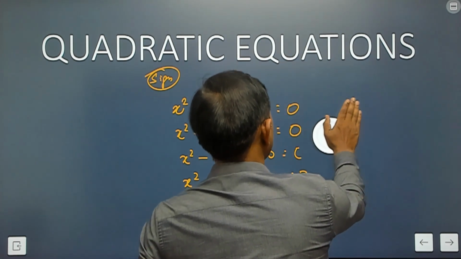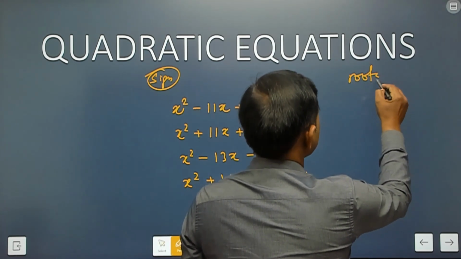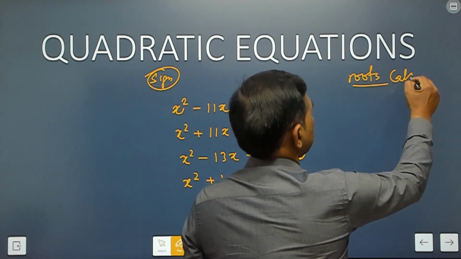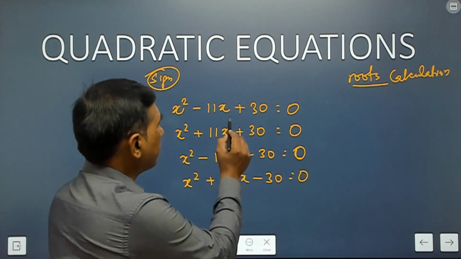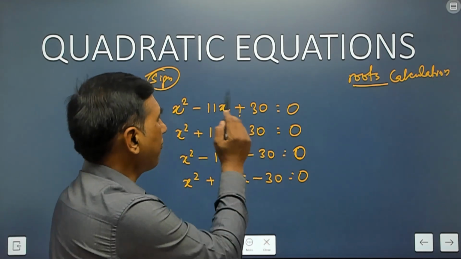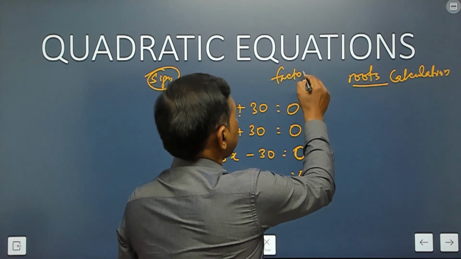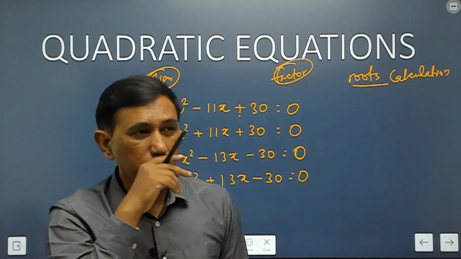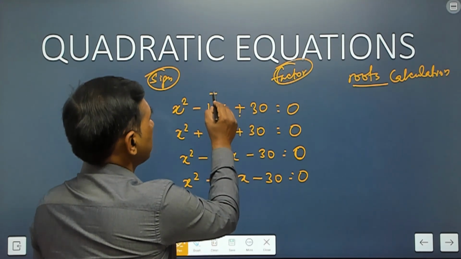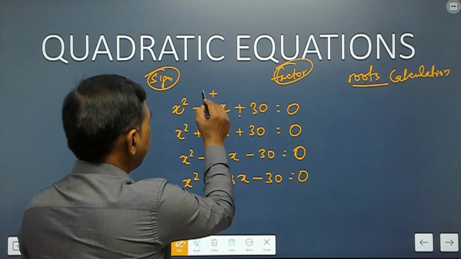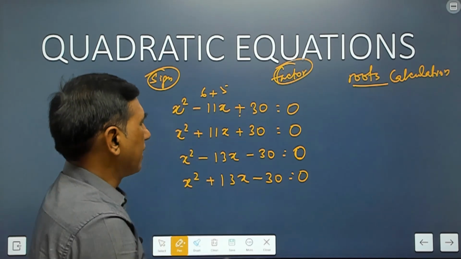For root calculation, whenever you have plus, how will you factorize it? When you are going to factorize, whenever you have plus here, then you have to do the plus here. So here it will be 6 plus 5. 6 into 5 is 30, 6 plus 5 is 11.